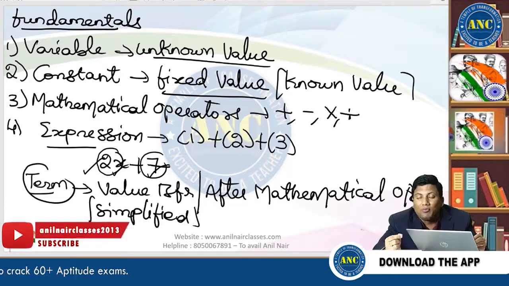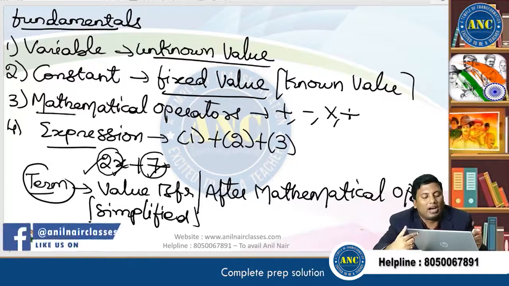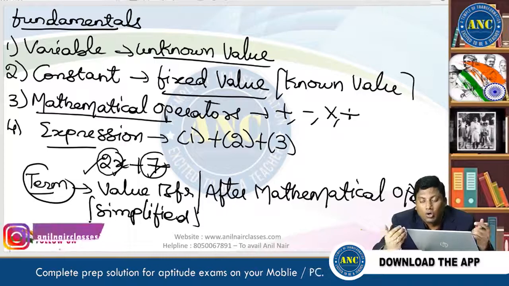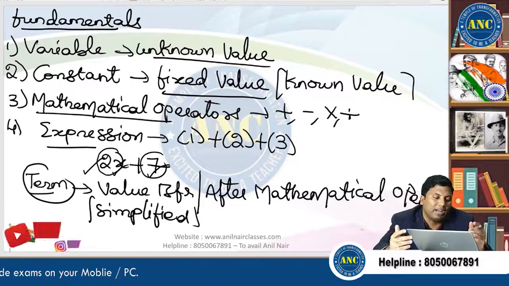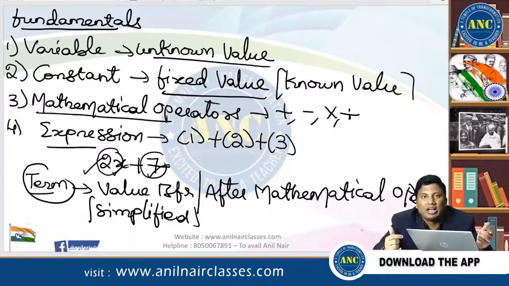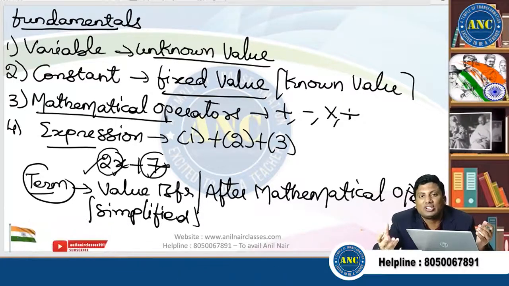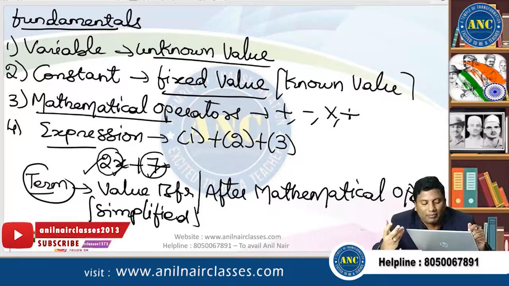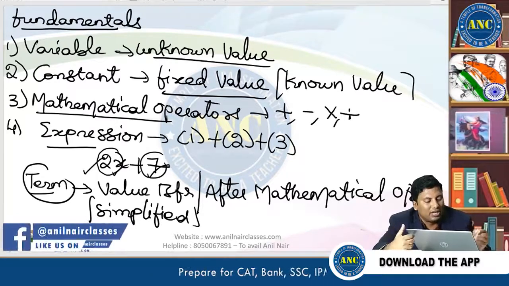What is a variable? Variable is an unknown value. Constant is a known value. Mathematical operators are operators that are used on a variable or a constant. Expression is variables, constants and mathematical operators together. In an expression we will have some values before an operator or after an operator. That is called a term. I hope it is clear, right? What is an expression? Fifth one.